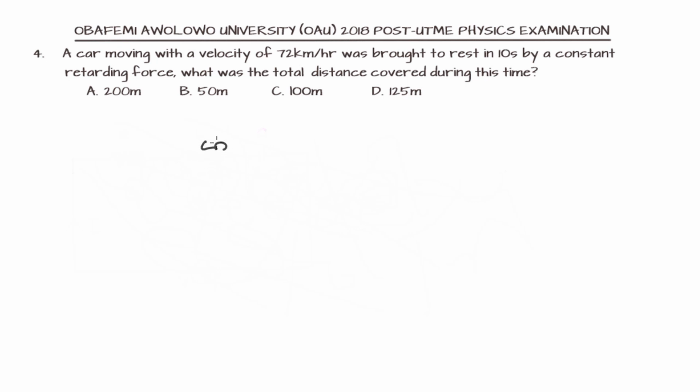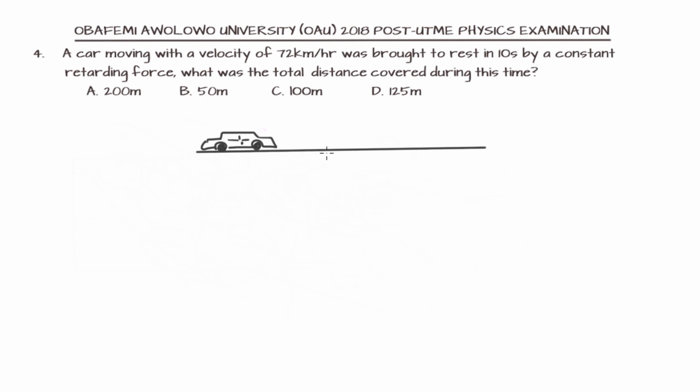In this question, we are told that a car moving with a velocity of 72 km per hour was brought to rest in 10 seconds by a constant retarding force. We are asked to calculate the total distance that is covered during this 10 seconds time.